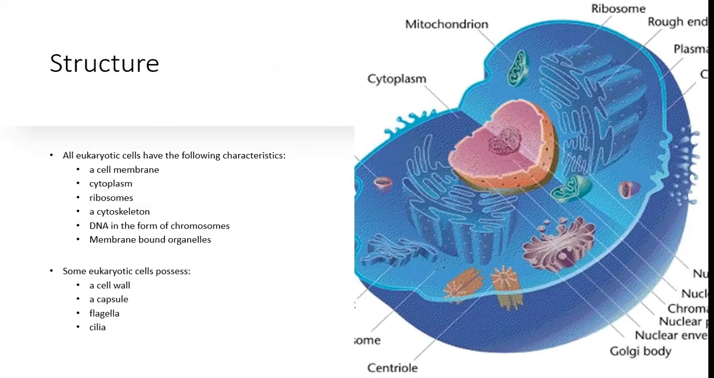So we're going to go through the various structures, but remember, as with the prokaryotic cells, some of these structures are going to be found in all eukaryotic cells. So they're plasma or cell membrane, cytoplasm, ribosomes, DNA, and then of course they're going to have membrane-bound organelles. Some are not going to be found in all cells, such as not all of them are going to have a cell wall or flagella or cilia.